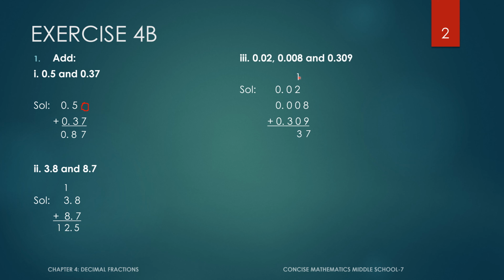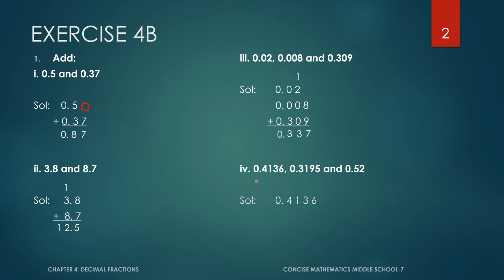Now 2 plus 1 will be 3, and similarly 0 plus 0 plus 3 will be 3. Now just adding all these zeros you will get 0, and place the point as it is. So 0.337 is the answer.